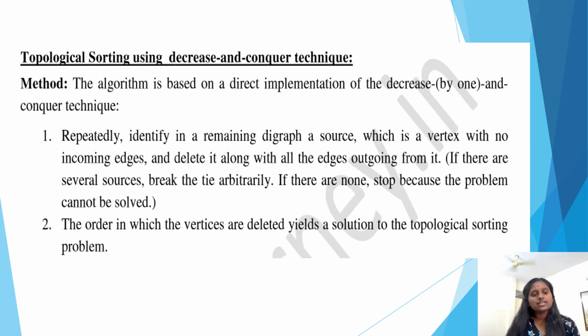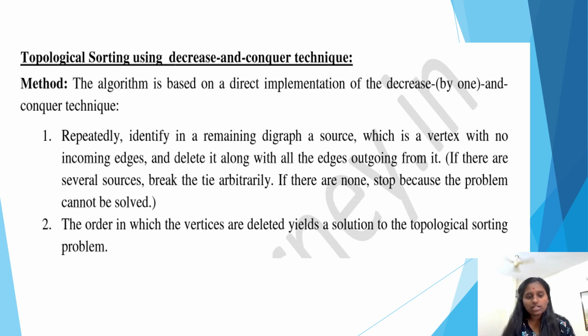Now we will discuss the second method, that is topological sorting using decrease and conquer method. The algorithm is based on a direct implementation of decrease by one, means we have to decrease one single node at a time, and conquer. Repeatedly identify in the remaining digraph a source, which is a vertex with no incoming edges, and delete it along with all edges outgoing from it.